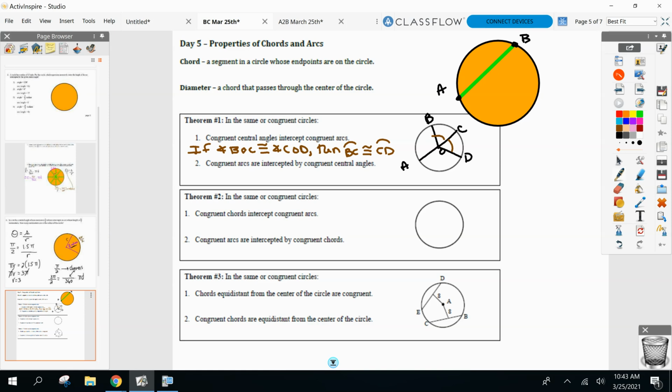If you have 2 congruent chords, so let's put in 2 congruent chords here. AB and CD. I'll just put a little center point there. If the chords are congruent, the arcs are congruent. So in this case, if AB is congruent to CD, then arc AB is congruent to arc CD. And the reverse: if you got congruent arcs, the chords that form them are also congruent.